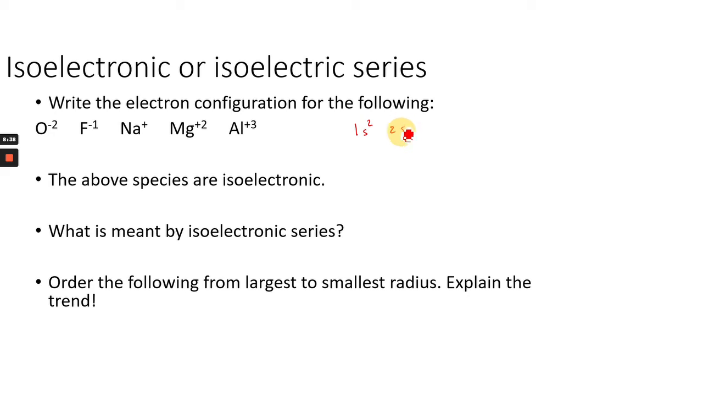1s2, 2s2, 2p6. This was the electron configuration for all of these elements. So when you have something that is isoelectronic, they have the same number of electrons. They don't have the same charge, but they have the same number of electrons.